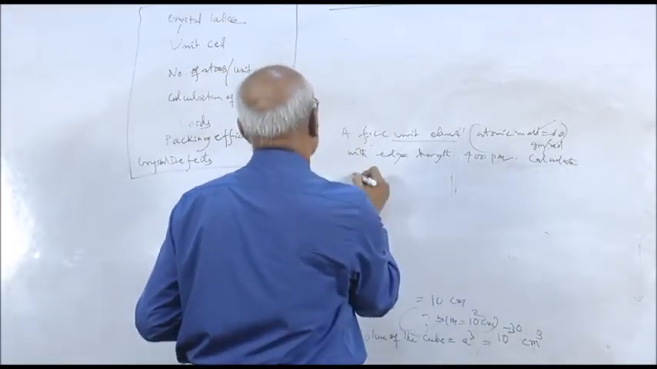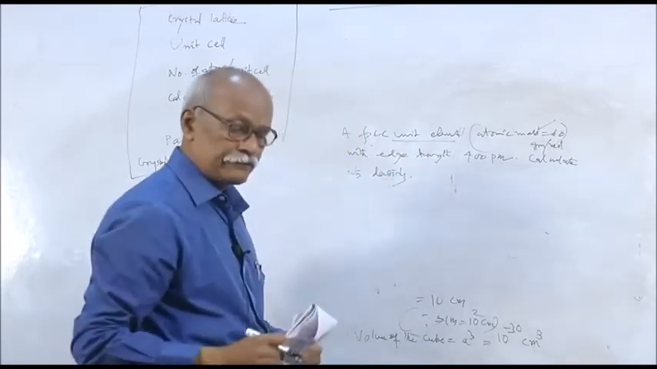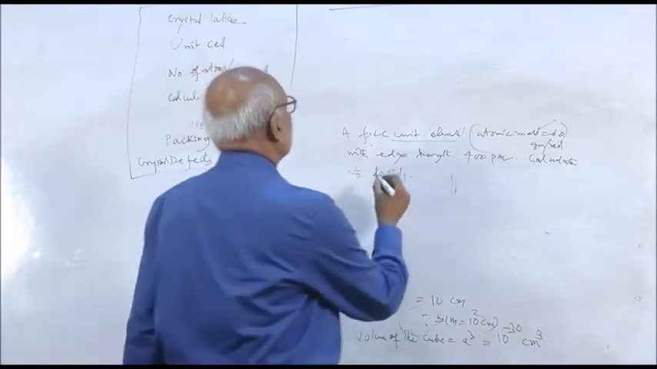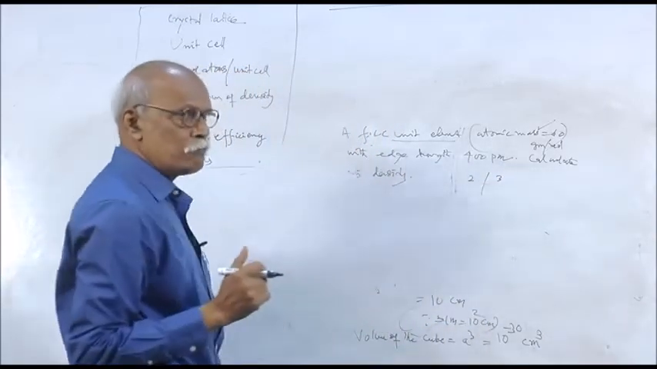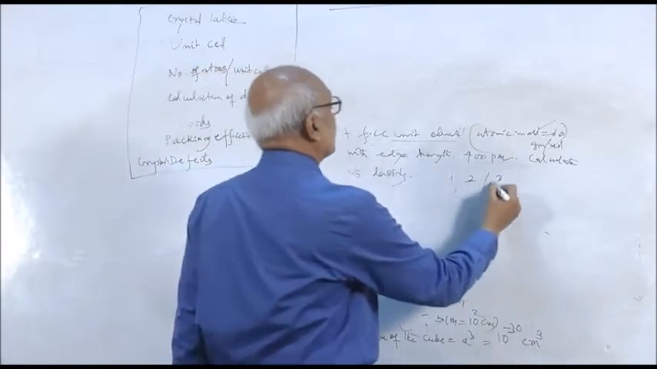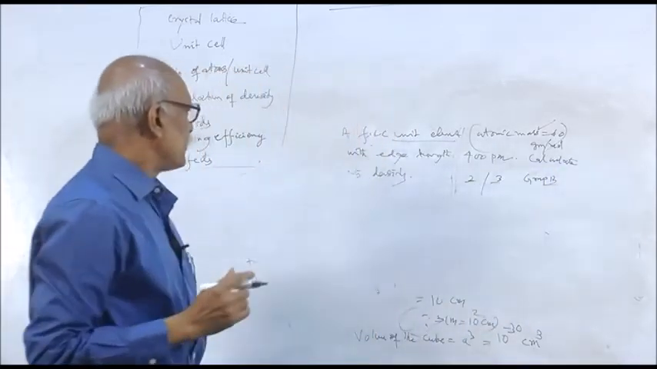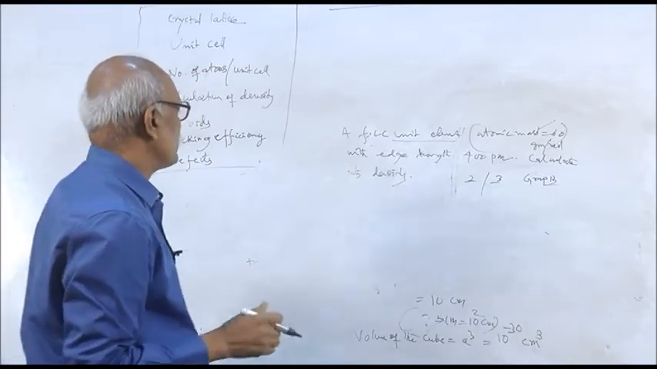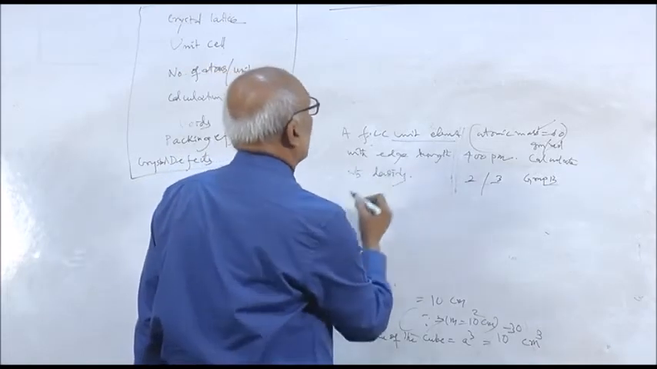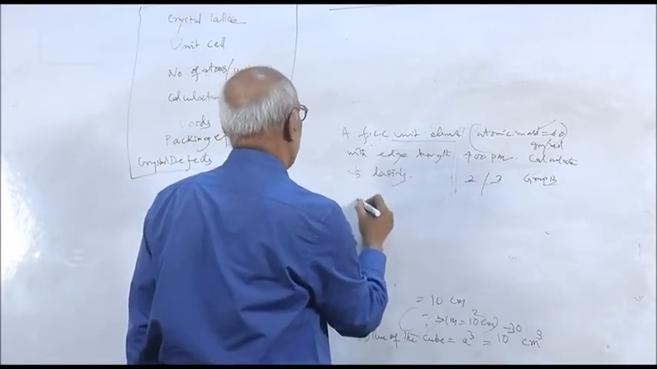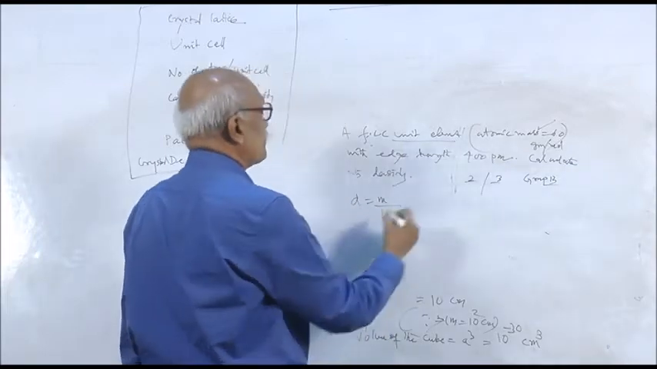Calculate its density. If such a question is asked, it will carry either 2 or 3 marks. Group B questions carry 2 or 3 marks, so this is a Group B question. It is a simple calculation: you just put in the formula. Density is mass by volume.